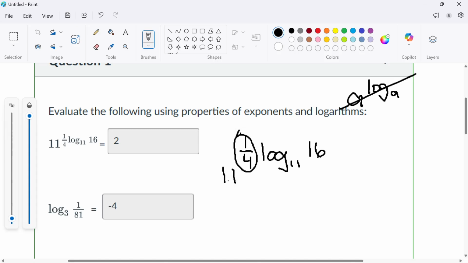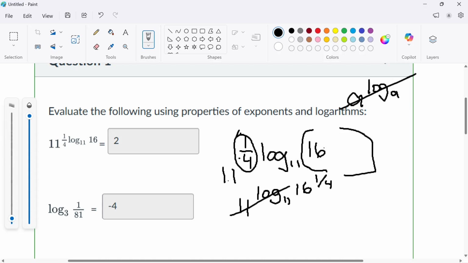So I can have 11 to the log 11, and then whatever the argument is, what you're taking the log of, will be the number. So I'm going to raise 16 to the 1/4. It's 11 raised to the log base 11 of 16 to the 1/4. Those go away, so this is 16 to the 1/4. In other words, that's the fourth root of 16.